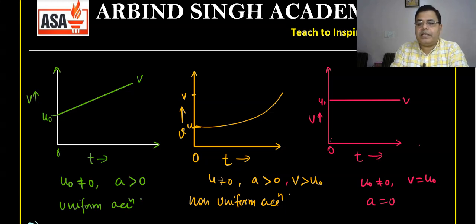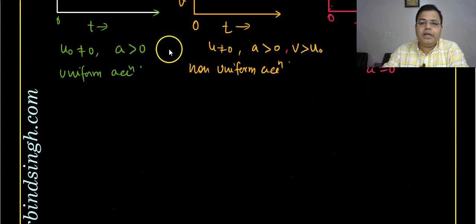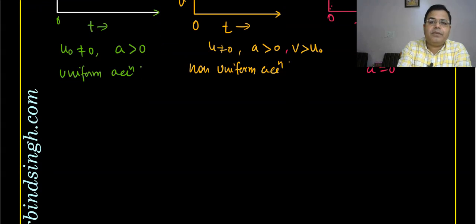Final velocity is greater than u naught. But here it is the same. So that is why in this case this is uniform acceleration, this is non-uniform acceleration, and this is zero. There is no acceleration.